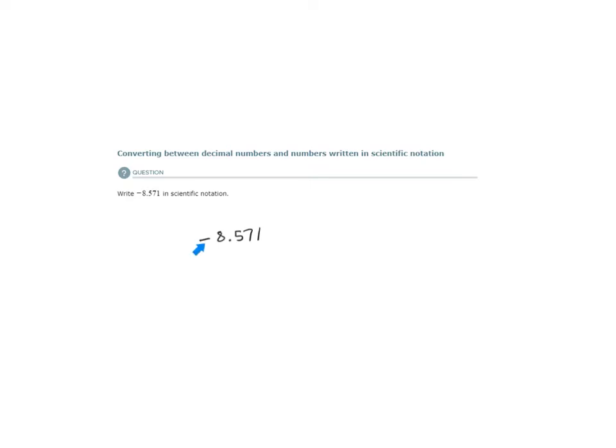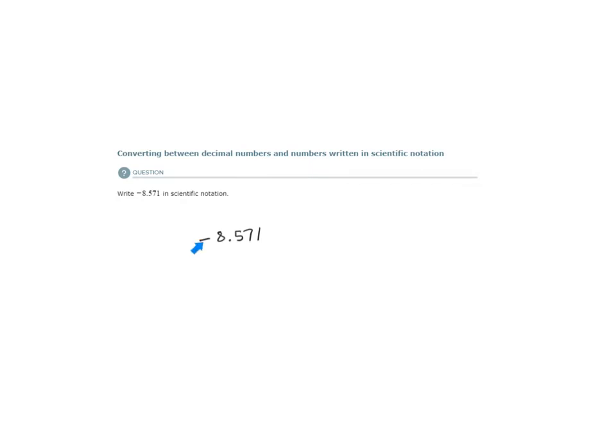Well, negative 8.571, the first thing we need to ask ourselves is, where do we need to move the decimal to express it in scientific notation? Remember, in scientific notation, the decimal place is going to go to the right after the first non-zero digit. So in this decimal number, what is our first non-zero digit? That would be 8. So that means the decimal has to go to the right of the 8. It cannot go to the right of the 5 or the 7 or the 1 or even before the 8. It needs to go to the right of the 8.